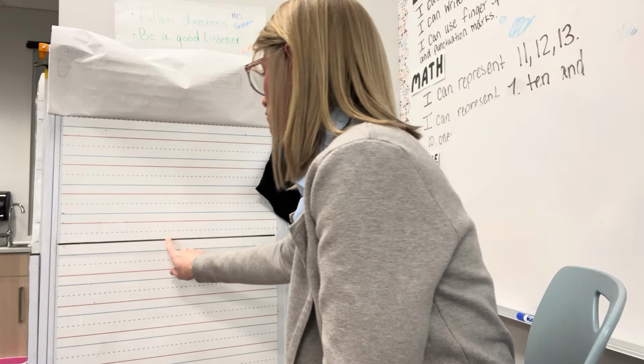3 sounds. Our first sound is G. Finger space. What letter says G? G. Great job. I'm gonna write my G. Look at where my G starts at that middle line and then it falls below there.